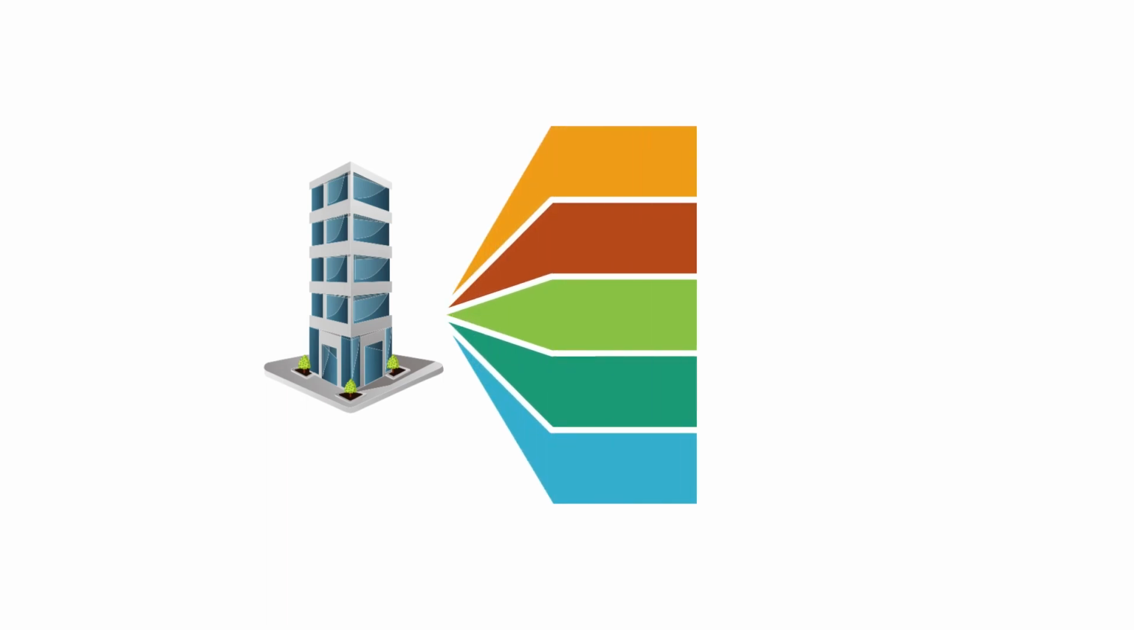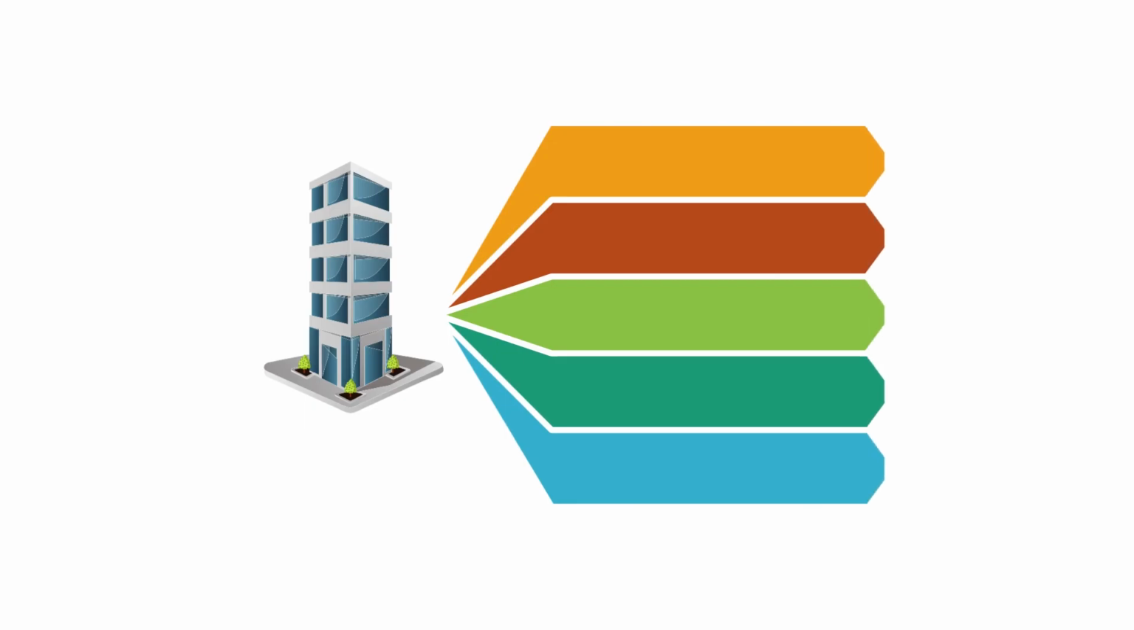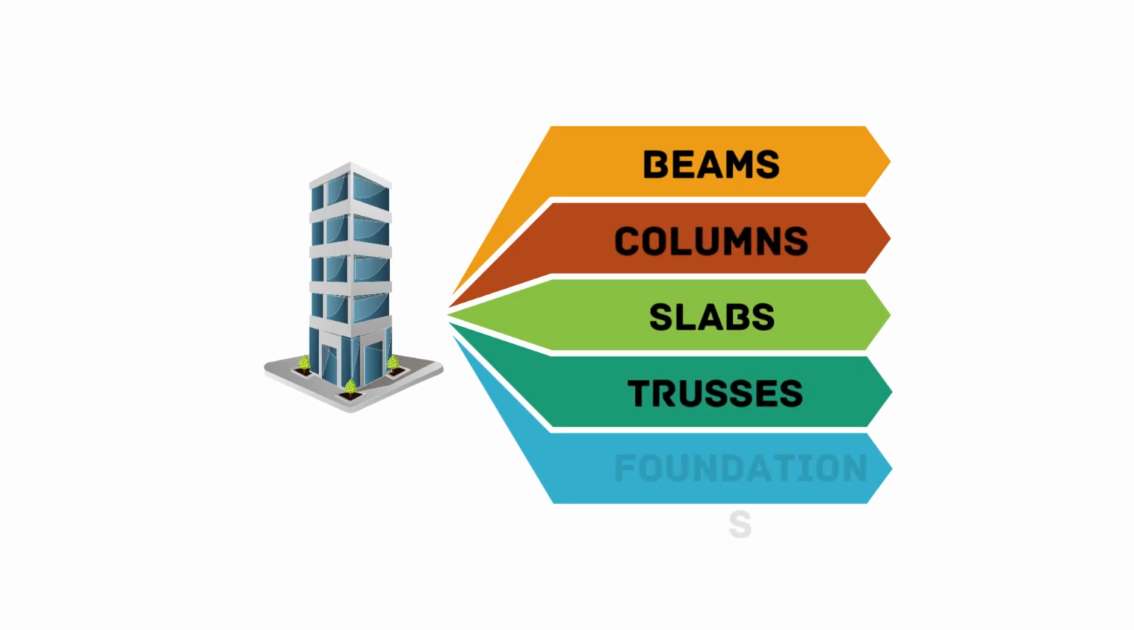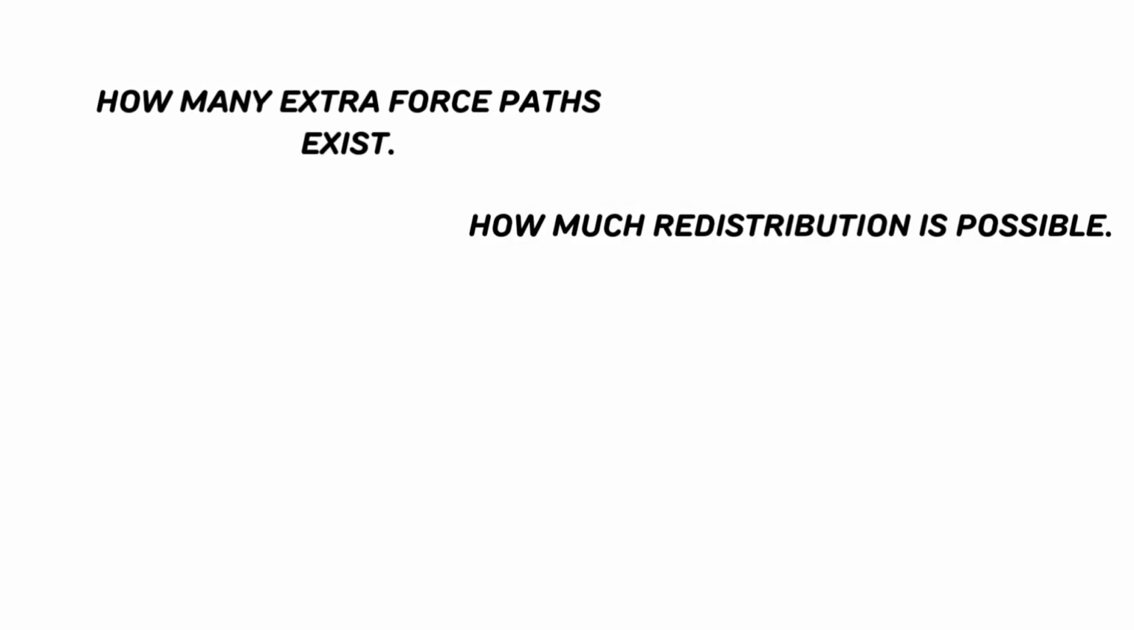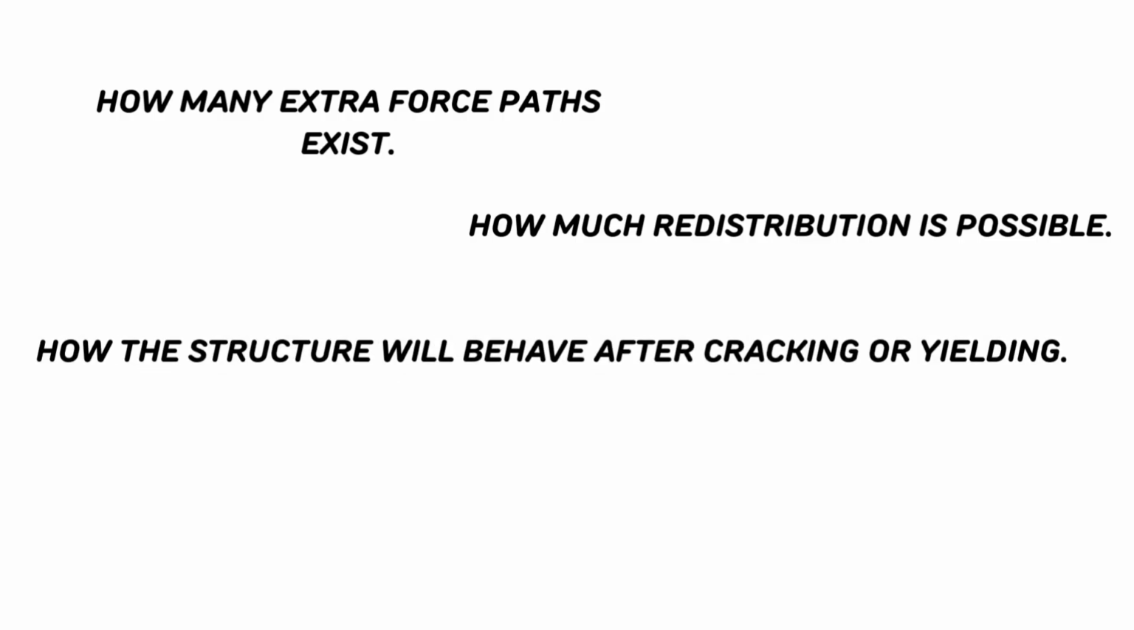Now, in buildings, we don't just label structures as determinate or indeterminate. We actually calculate the degree of indeterminacy. For individual elements, beams, columns, slabs, trusses, foundations, and structural systems. This tells us how many extra force paths exist, how much redistribution is possible, and how the structure will behave after cracking or yielding. We move from concepts to calculation.